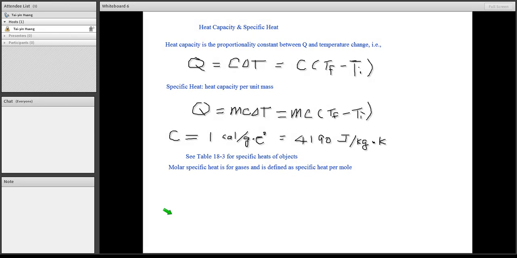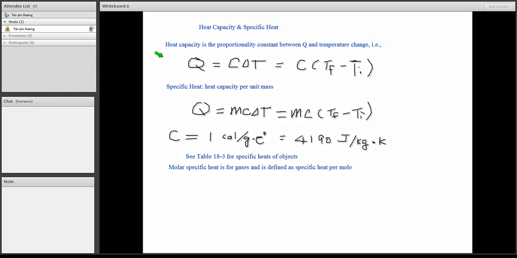So because we know that when there's a temperature difference, the heat flow is due to the temperature difference, and the heat flow will stop when the temperature difference is 0. So based on that knowledge, we know that the heat flow is proportional to the temperature difference. And so what we can write is that heat is equal to a constant times delta T because it's proportional to the temperature difference. Delta T, of course, is the final temperature minus initial temperature, and that's your temperature change.